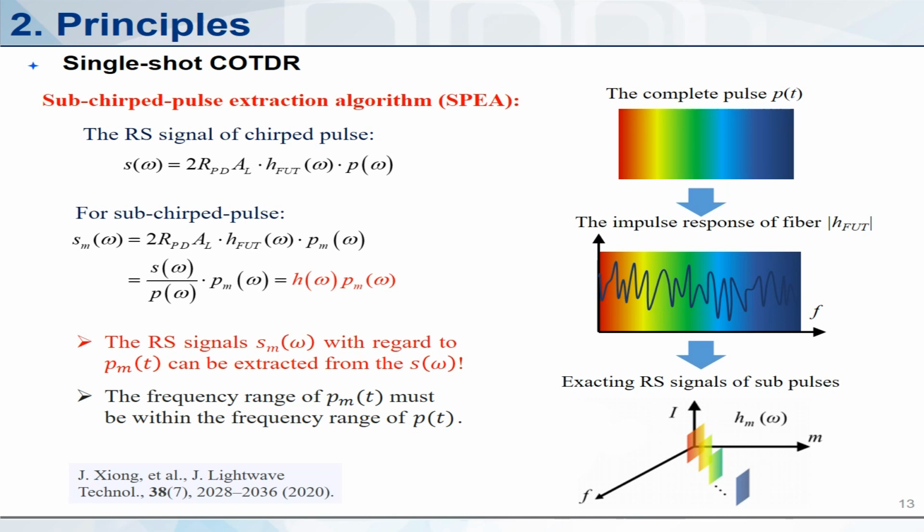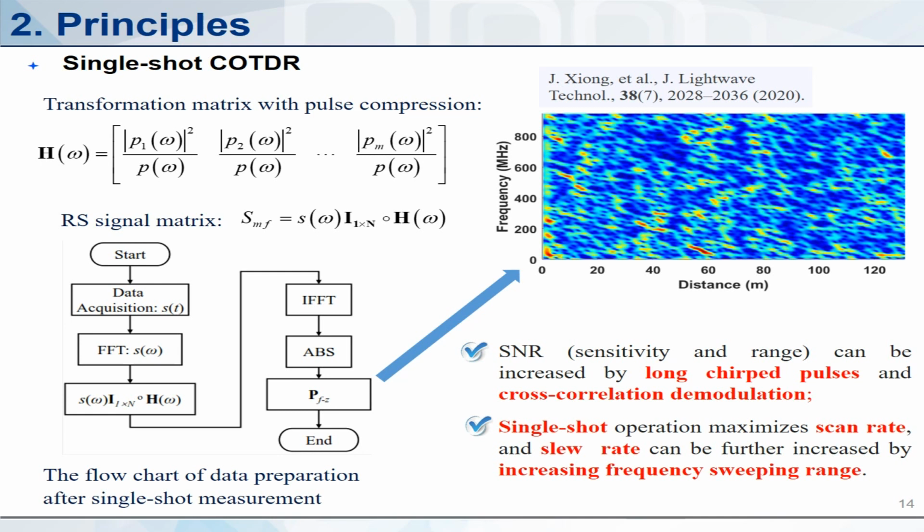The Rayleigh scattering signal of the whole chirp pulse can be expressed as S(ω), and for a sub-chirp pulse we name it S_m(ω). It is the Rayleigh scattering signal with regard to the sub-pulse P_m(t), which can be extracted from S(ω), as long as the frequency range of P_m(t) is within the frequency range of P(t). We can construct the transformation matrix H(ω), which links the complete pulse and the sub-pulses. Then we can get the Rayleigh scattering signal matrix S_MF, which equals S(ω) times the Hadamard product of matrix I and matrix H.